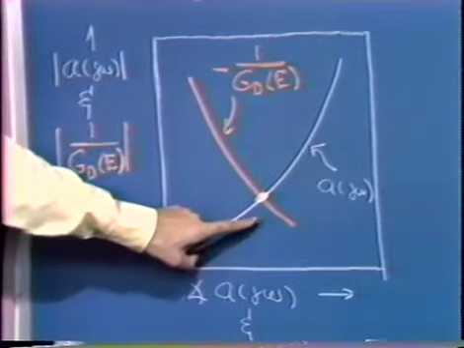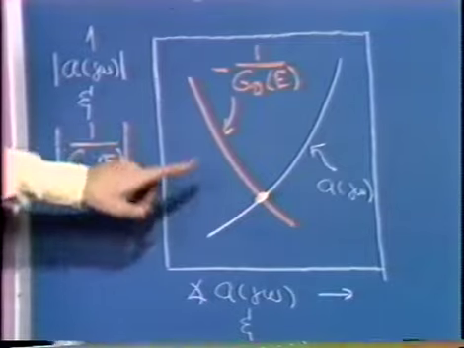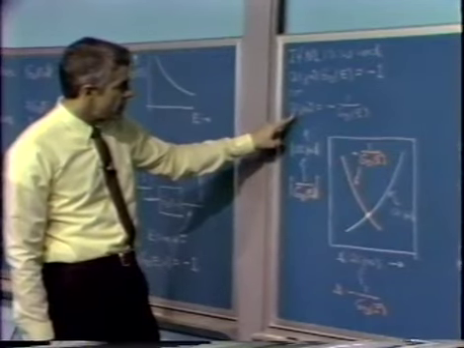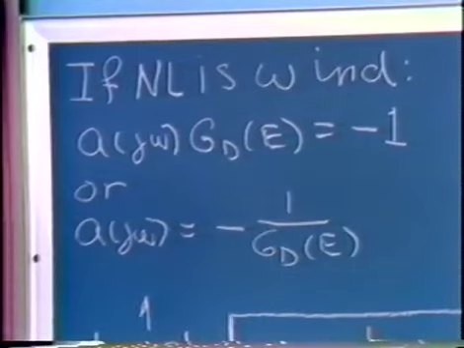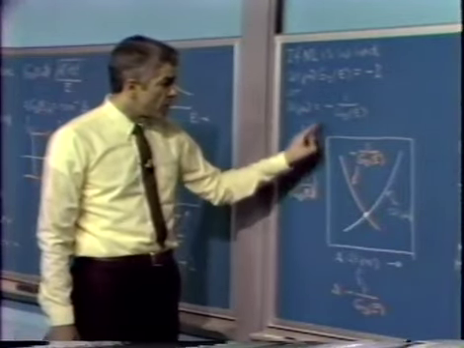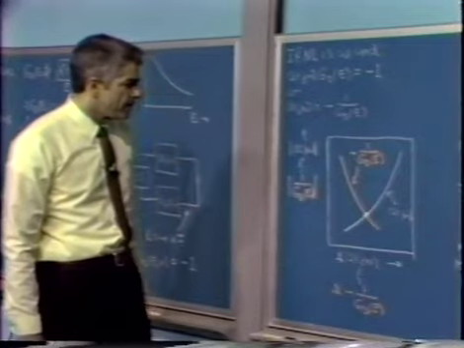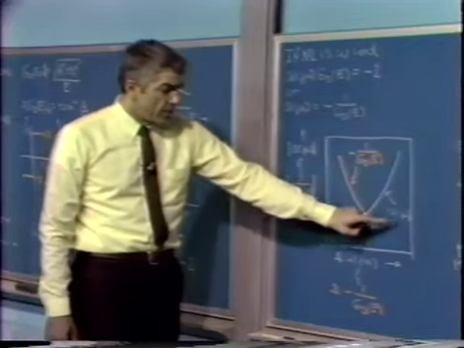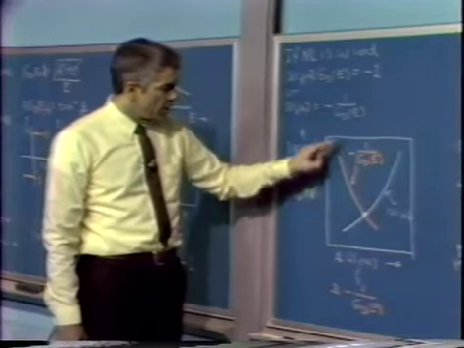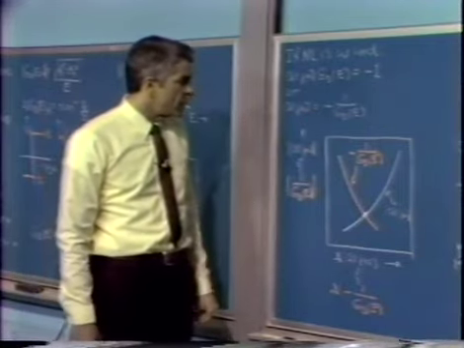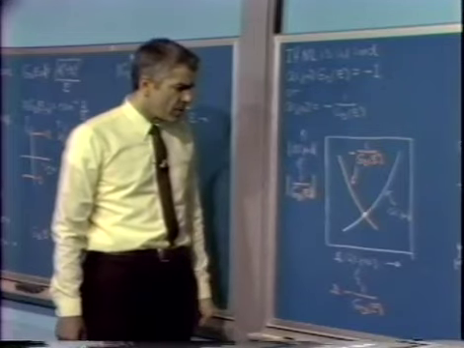If there is an intersection, that intersection is of course a solution of the equation A of j omega equals -1 over g sub d of E. We plotted A of j omega, we plotted -1 over g sub d of E on the same coordinates. If there's an intersection of those two curves, we've solved this equality. So that's one way of looking for combinations of omega and E that will solve this equation, that give us equality between A of j omega and -1 over g sub d of E.